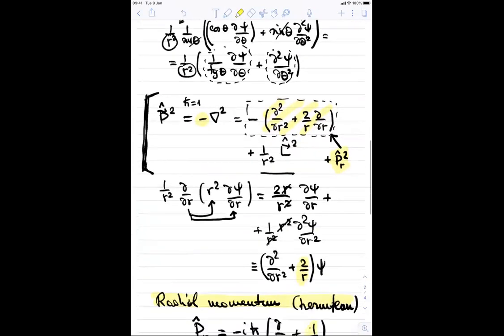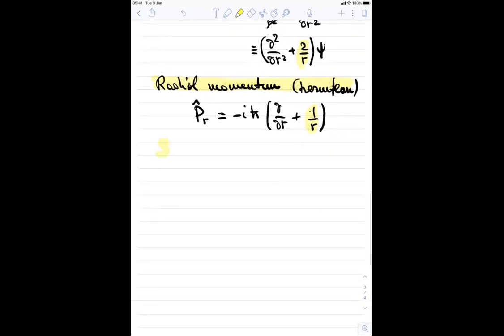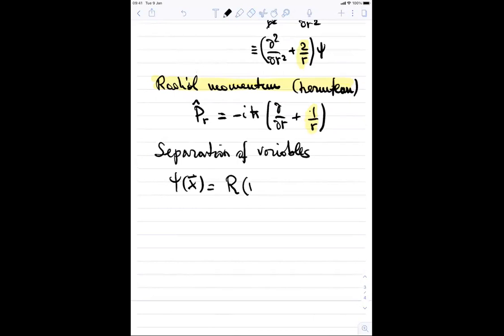I do separation of variables, and I do the following thing. Separation of variables in spherical coordinates, obviously. So I write psi of x as some radial function. Do not confuse this with the center of mass coordinate, which we introduced last time. So it's some radial function, which depends on the distance from the origin, times a function of theta and phi.